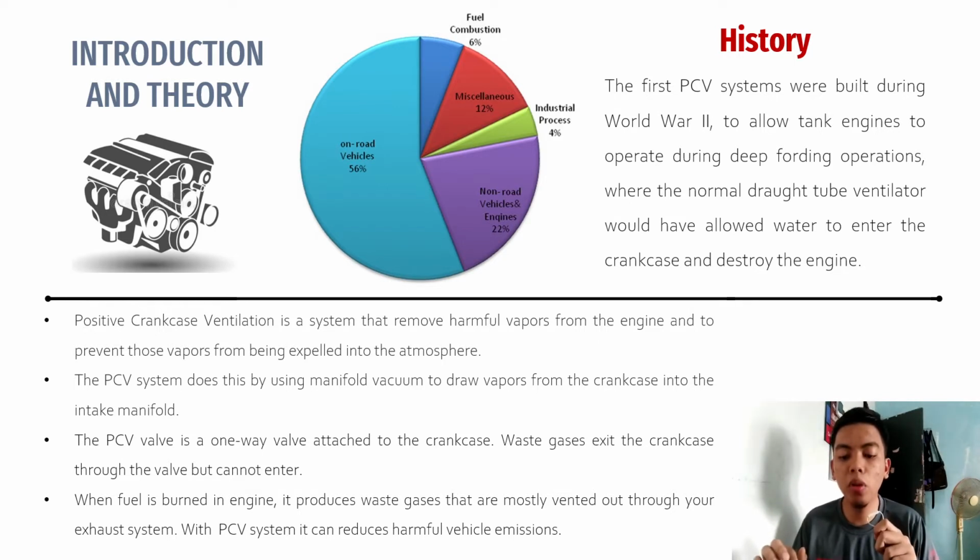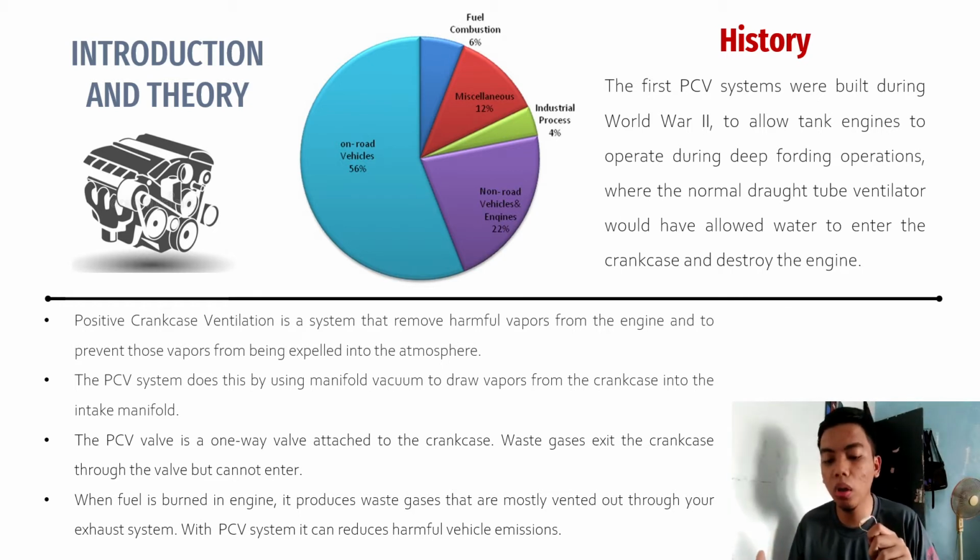Then when the fuel is burned in the engine, it produces gases that are mostly vented out through your exhaust system. With a PCV system, it can reduce harmful vehicle emissions.